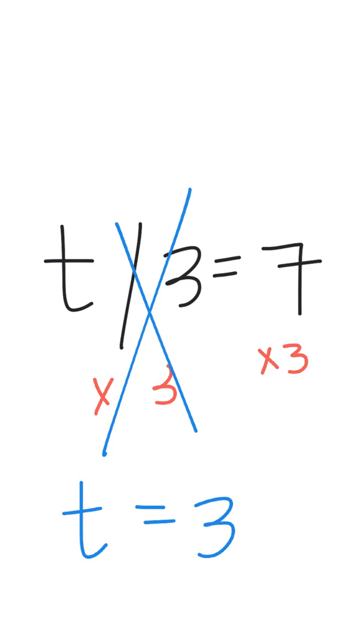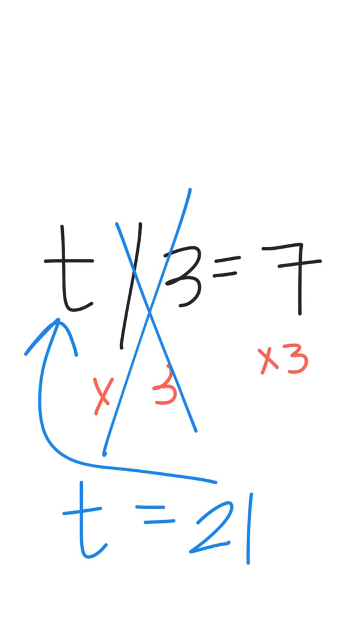Oops, not 3 right there. I'm sorry. I wrote down 3 instead of 21. Sorry, my bad. Notice I slowed down and I corrected myself. So now to double check my work, 21 in for T. So 21 divided by 3 is 7. I know I got a correct answer.